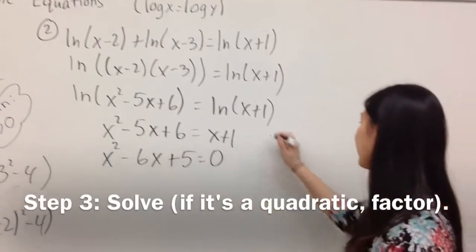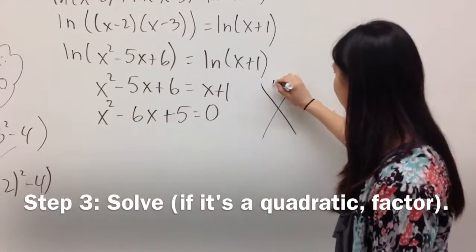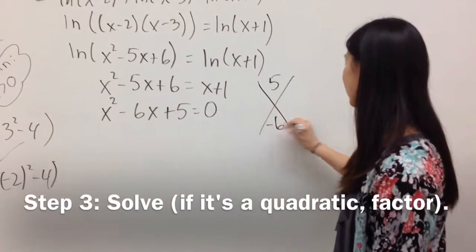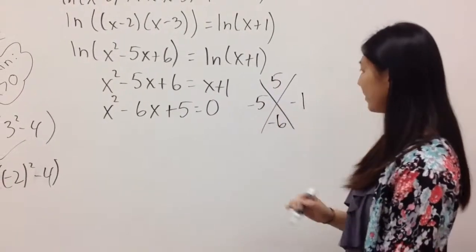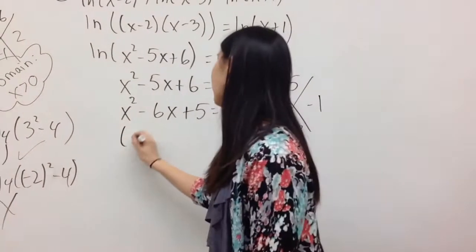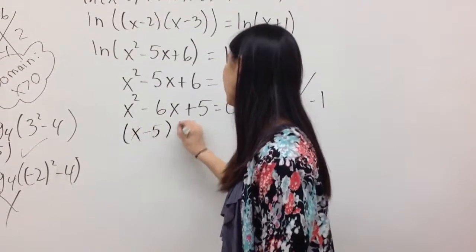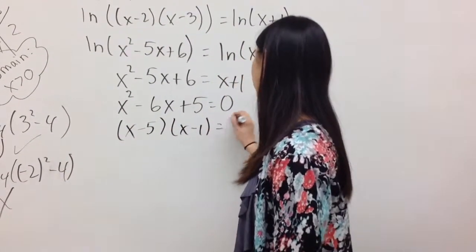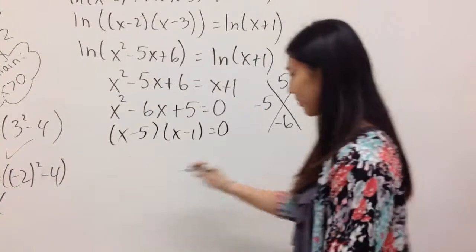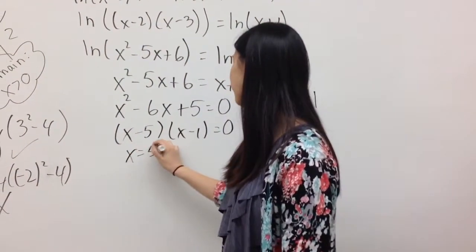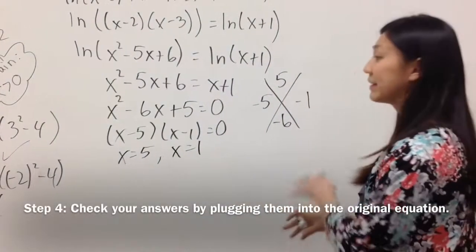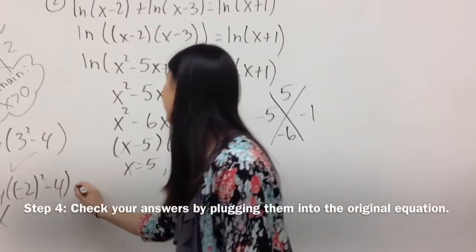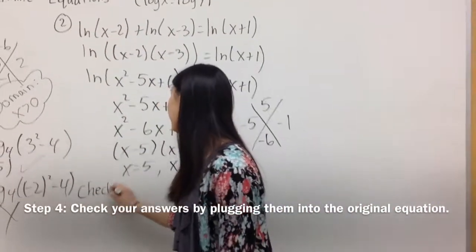Once again, I need to factor this. So let's see, I have 5 in the top, negative 6 in the bottom. So that's going to be negative 5 and negative 1. So we have x minus 5 times x minus 1 is equal to 0. So we get x equals 5 and x equals 1. Now again, I need to check. I need to make sure that this is correct and it's in the domain.